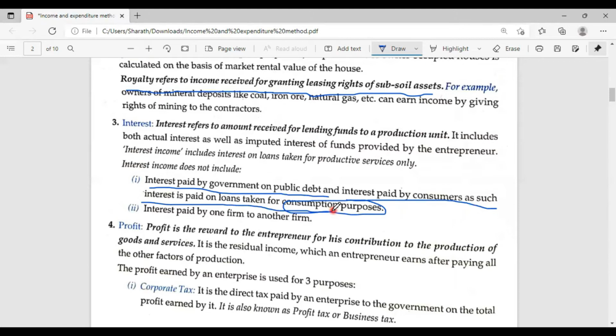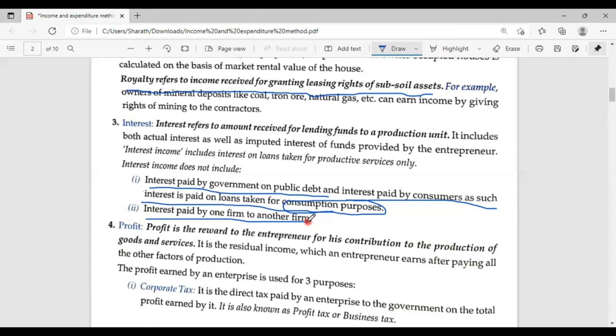Another point is interest paid by one firm to another firm. When one firm pays interest to another firm, that also we never consider. Why? Because we assume that it is already considered in the profit. If you take it once again, it will create the problem of double counting. That is the reason interest paid by one firm to another firm will not be taken into consideration. We have a fourth component, that is profit.